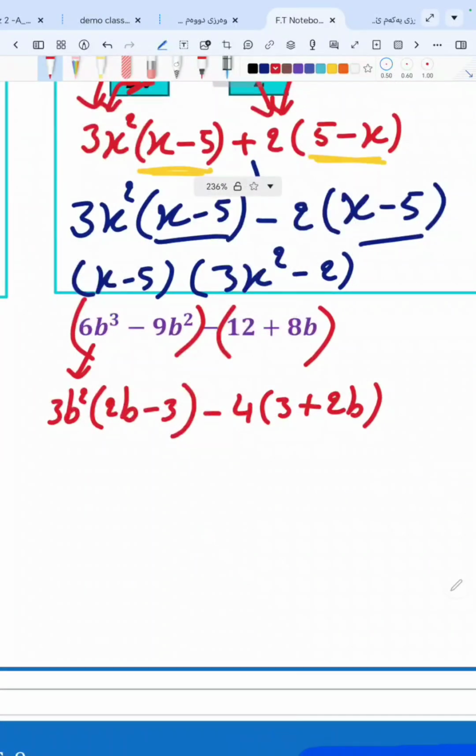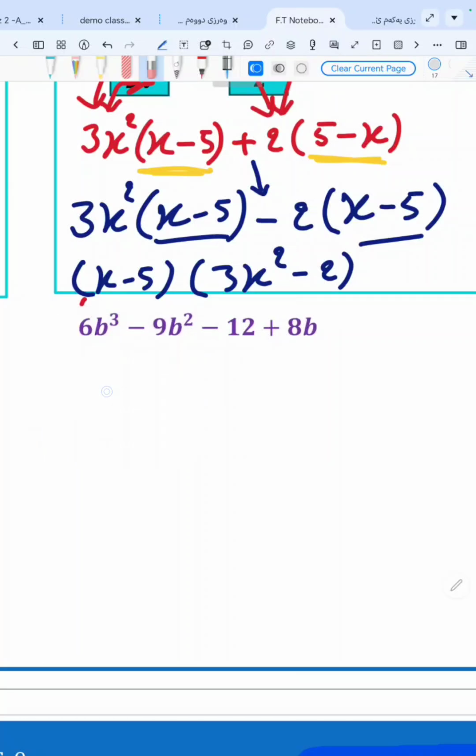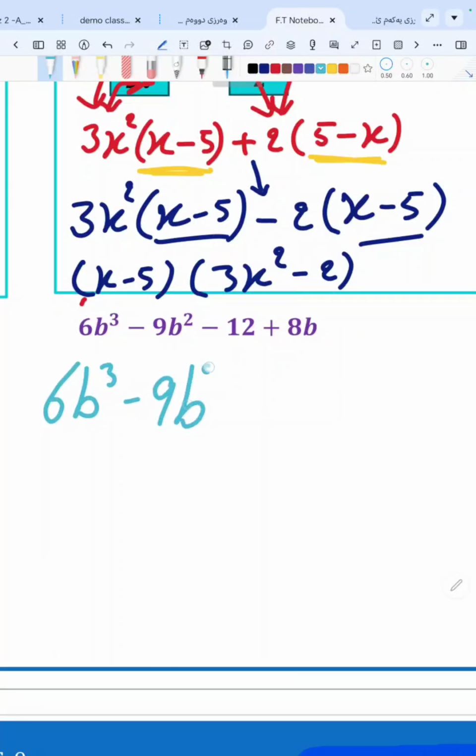As you can see, here I have minus, and here I have plus. If the question is like this, try to solve it another way. How? Order the parentheses, sorry, order the powers. It's very important. Order the powers, okay? 6b power 3 minus 9b power 2. This one is power 1, so move it to here, and this one, move it to the last one. Plus 8b minus 12, okay?